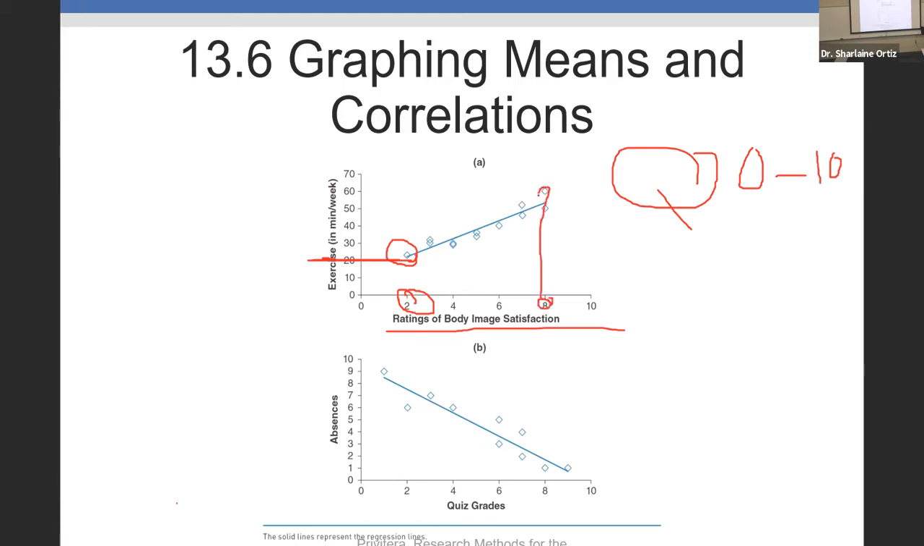But say, for example, a person who reported more body satisfaction, right? They were working out more hours, more minutes a week, right? So notice that the relationship is positive. The higher one number, the higher the next number, right? So notice that this will be considered a positive relationship because as body image went up, so did the minutes per week that this person was working out.